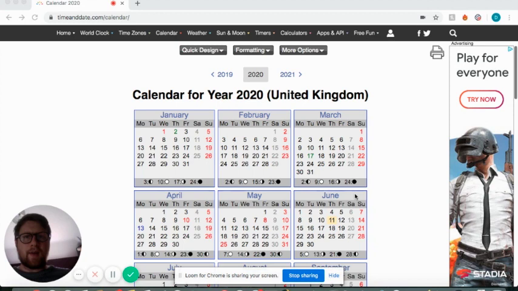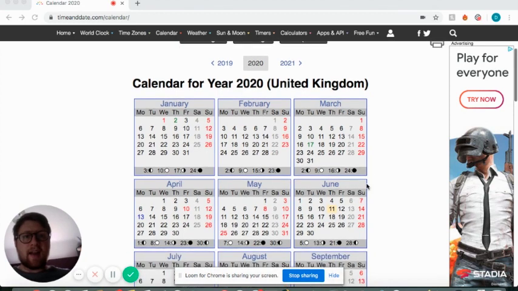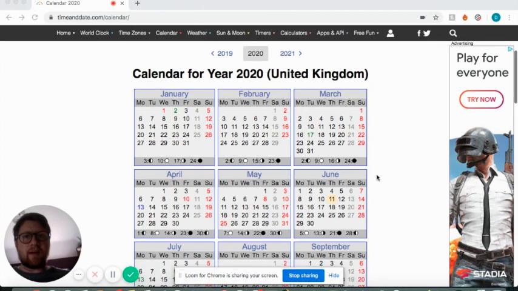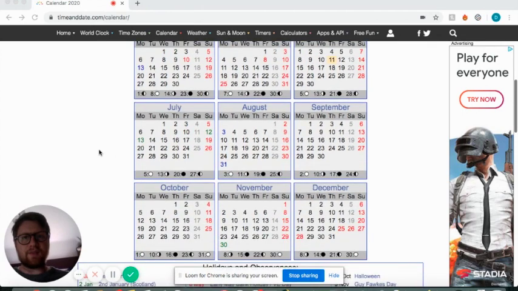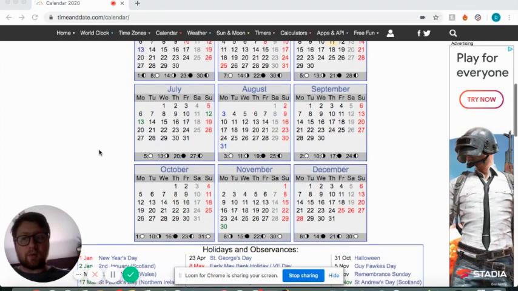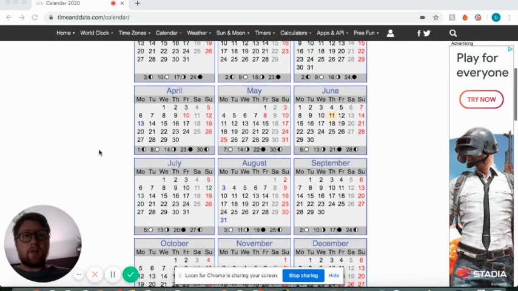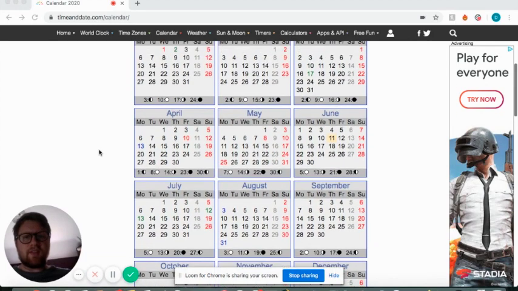So here we have a calendar for the year 2020. Calendars are made up of months. These are the little squares that you can see here. We have 12 of these months. For the purposes of this lesson, we are going to be looking at the month of July.